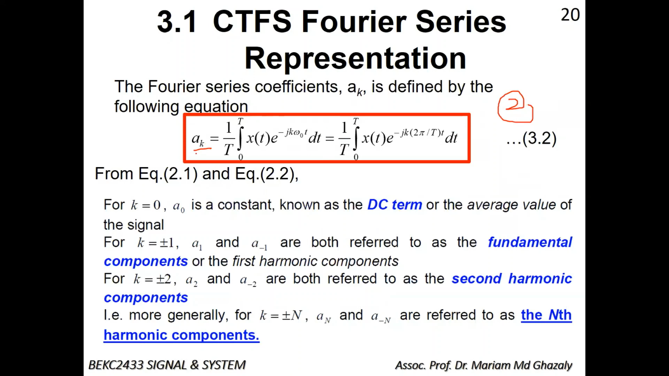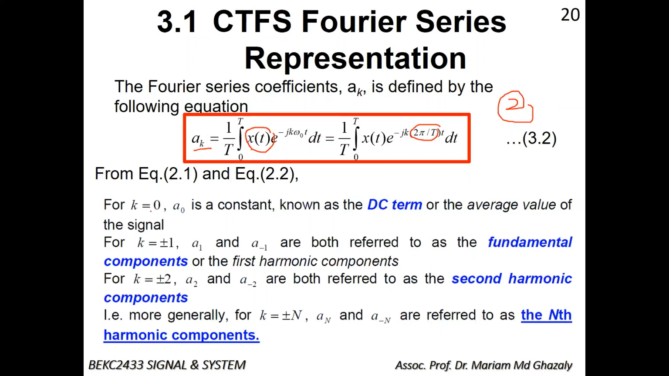So a_k is equivalent to 1 over T, integrated from 0 to T, of x(t) e^(-jkωt) dt. So you can see that you actually have the component of x(t) inside here, x(t) integrated from 0 until T. Or this will be equivalent, just substitute ω with 2π over T.